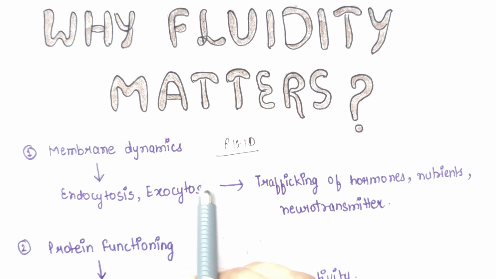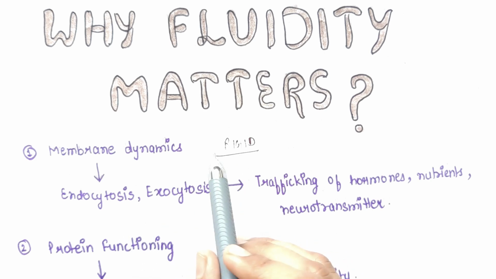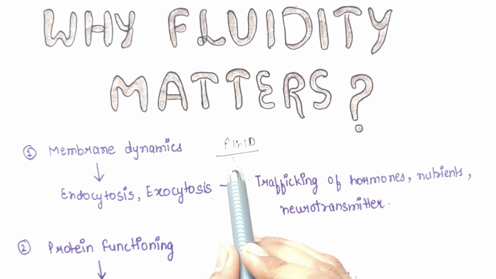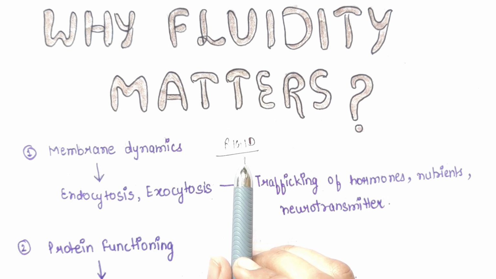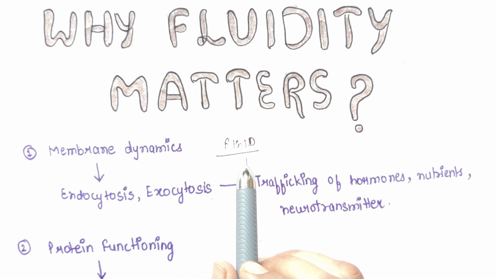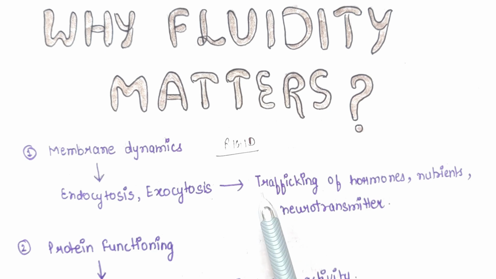Because for these processes to occur, a membrane has to bend and curve, and it requires fusion of membranes, which is not possible with a rigid cell membrane. So that is why the fluidity of the membrane allows vesicle budding and fusion, which is essential for trafficking of hormones, nutrients, and neurotransmitters in the cell.